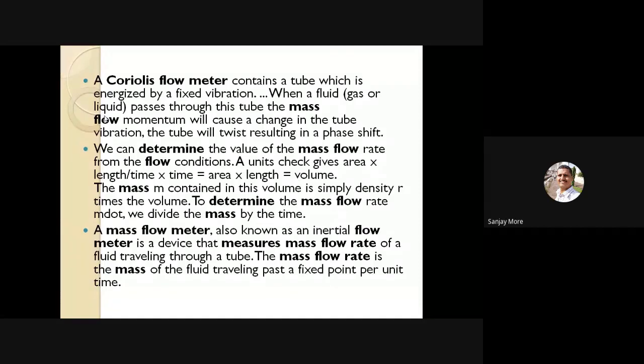So the mass flow meter is also known as a measure of flow rate. It measures the flow rate of a fluid traveling through the tube, and the mass flow rate is the mass of fluid traveling past a fixed point per unit time. This was already discussed in yesterday's lecture.